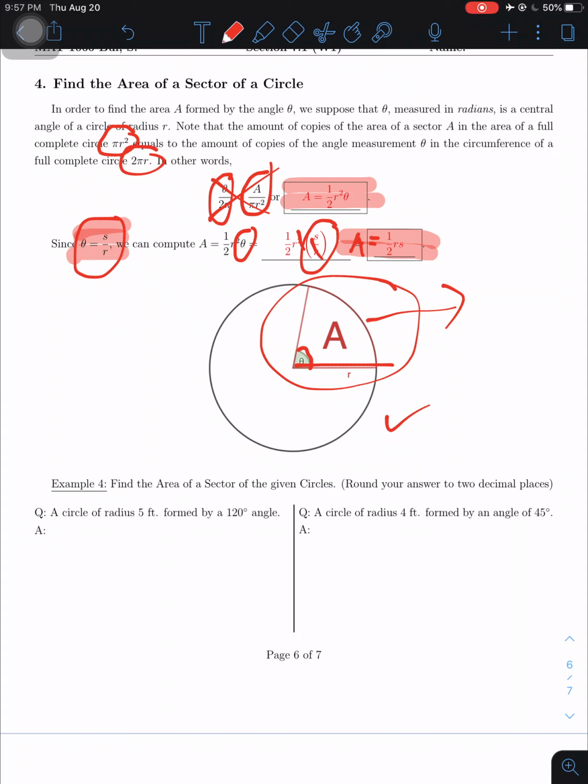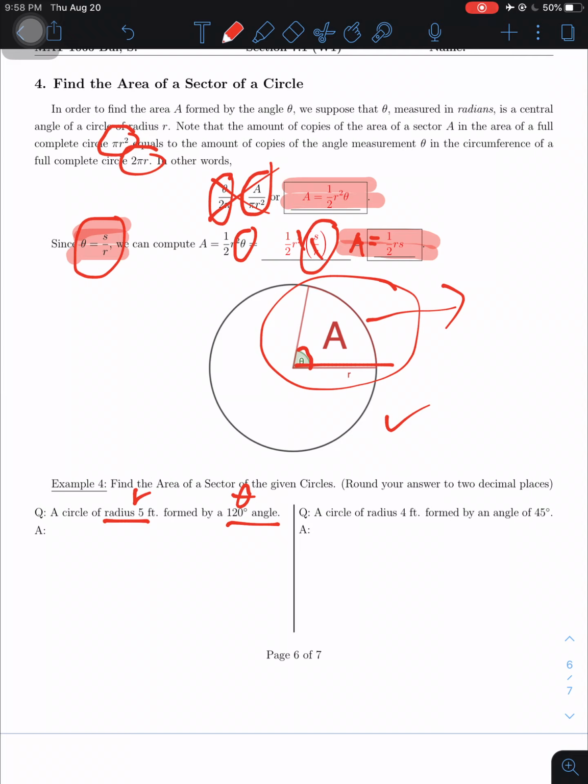The example is asking us to find the area of the sector of the given circle. We know that the radius in here is 5. We know that r is 5, and the angle in here is 120, so we know that theta equals 120. But wait, I told you guys that whenever you use one of the three formulas in here, it has to be in radians.